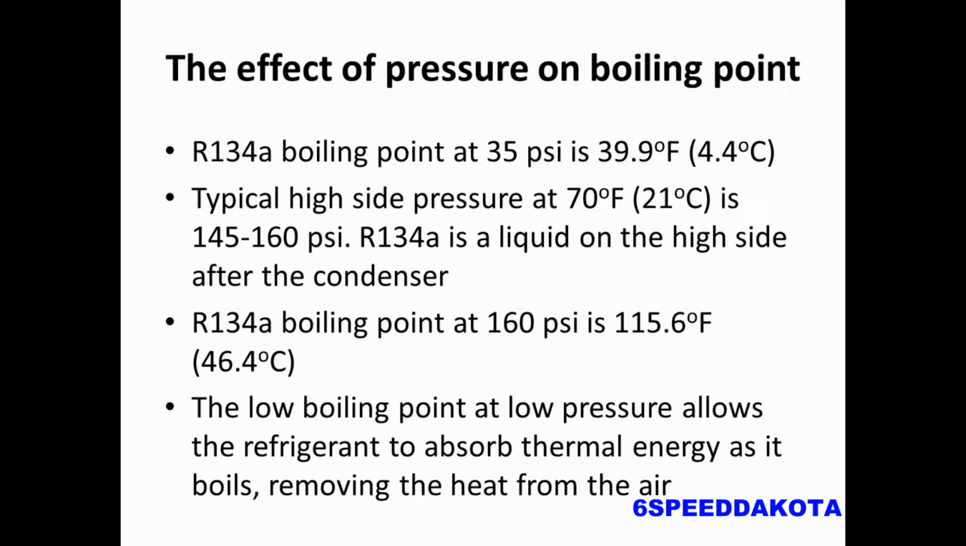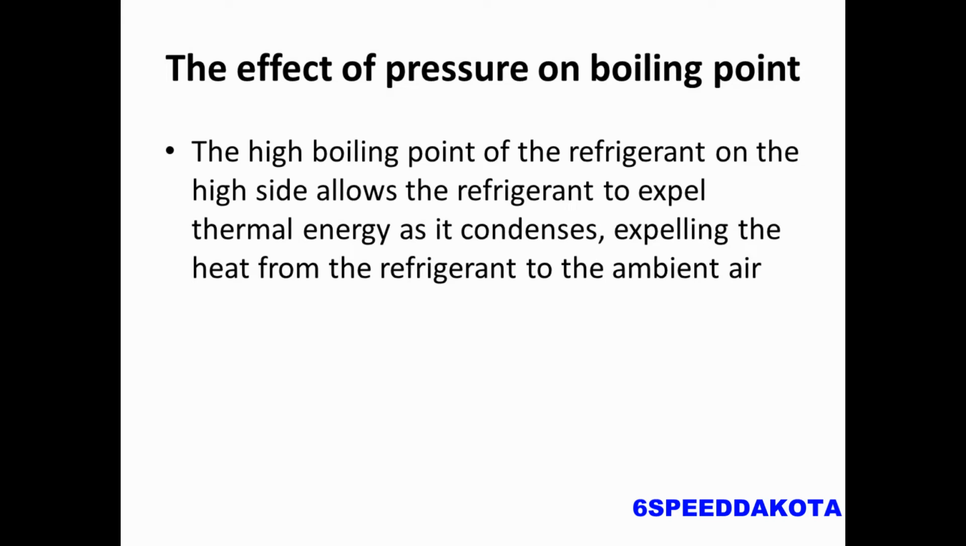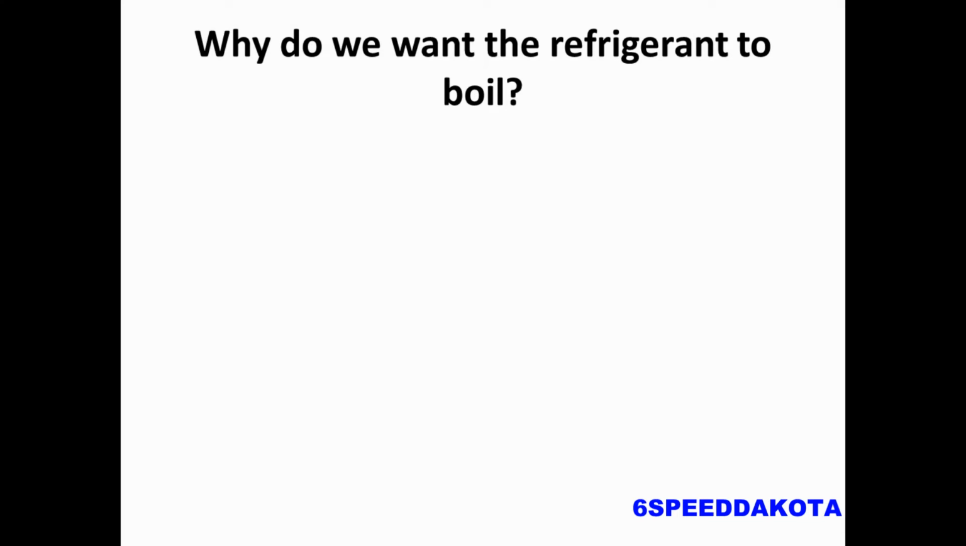The low boiling point at low pressure allows the refrigerant to absorb the thermal energy as it boils. This removes the thermal energy from the air. The high boiling point of the refrigerant on the high side of the system allows the refrigerant to expel the thermal energy as it condenses. So it expels the heat from the refrigerant into the ambient air.